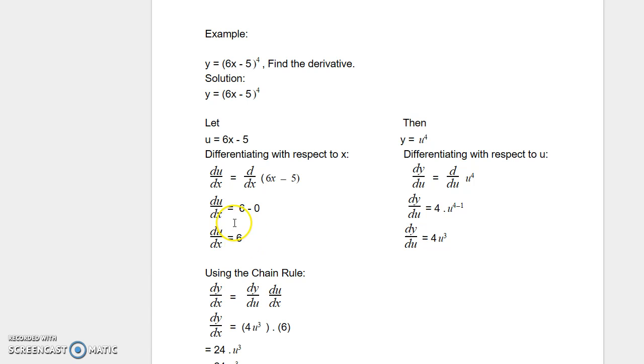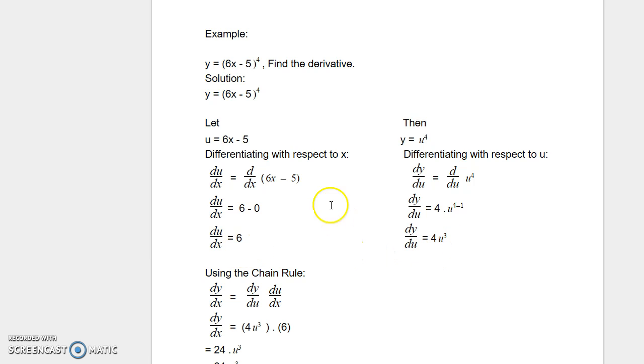So when we simplify it further, this is going to be equal to 6. Therefore, now let us look at the other function, y equals u to the power of 4. When we differentiate this, we can use the power rule here. Using the power rule, u to the power of 4 simplifies to 4u to the power of 4 minus 1, and when we simplify it further, it is going to be 4u to the power of 3.